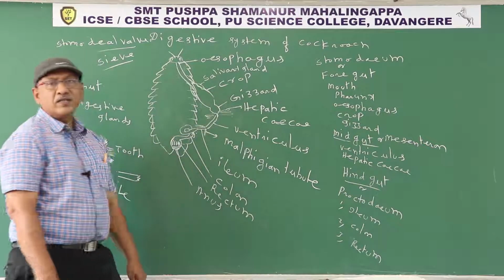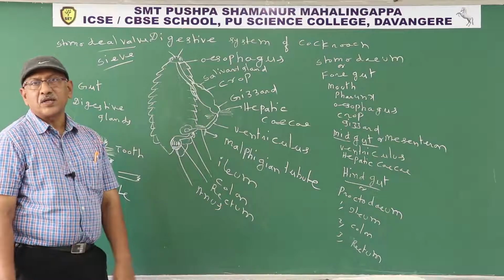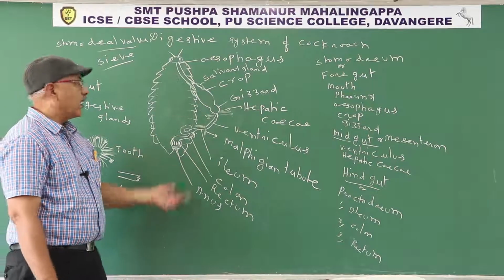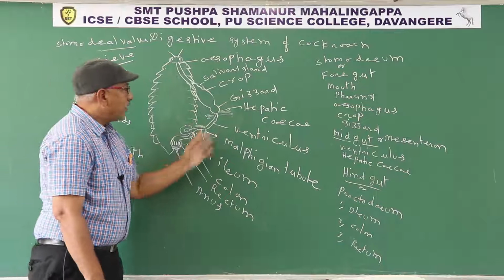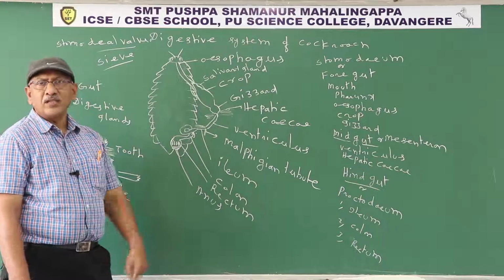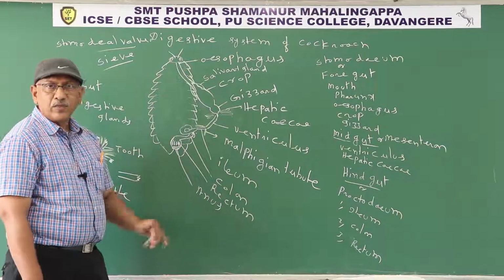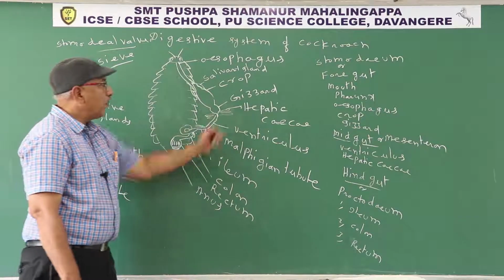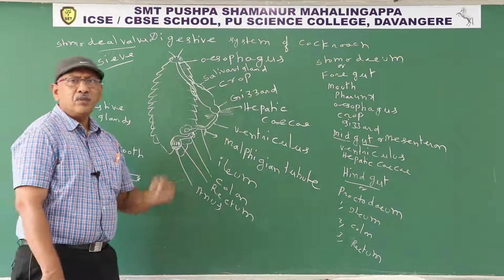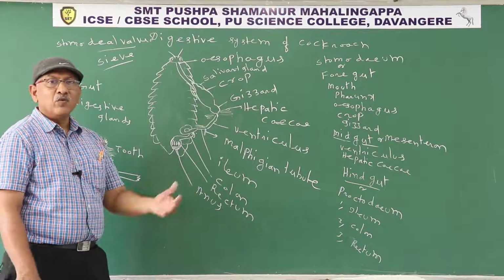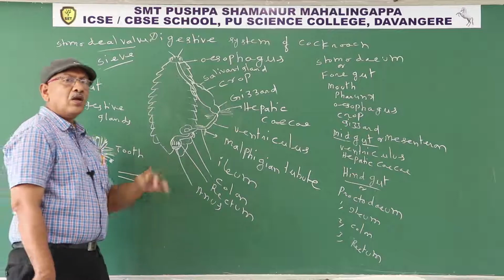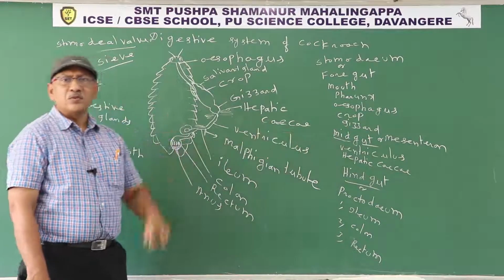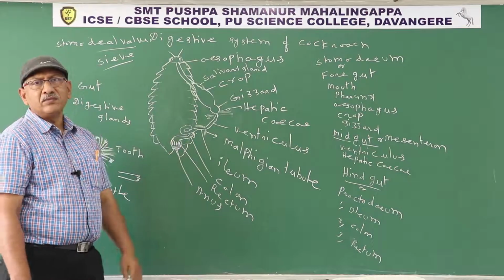What is the function of hepatic caeca? Digestion and absorption. Hepatic caeca release secretions containing digestive enzymes, so they help in digestion of food and later absorb the digested food material. What is absorption? Transport of digested food material from the alimentary canal into blood is known as absorption. What is digestion? Conversion of complex, insoluble, non-diffusible substances into simple, soluble, diffusible substances is known as digestion.